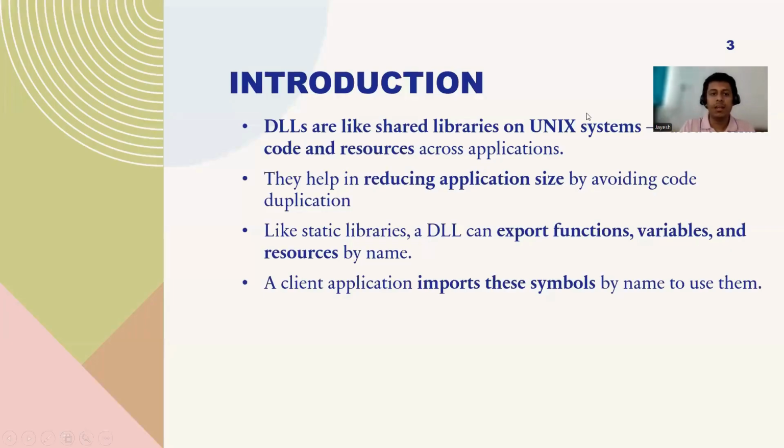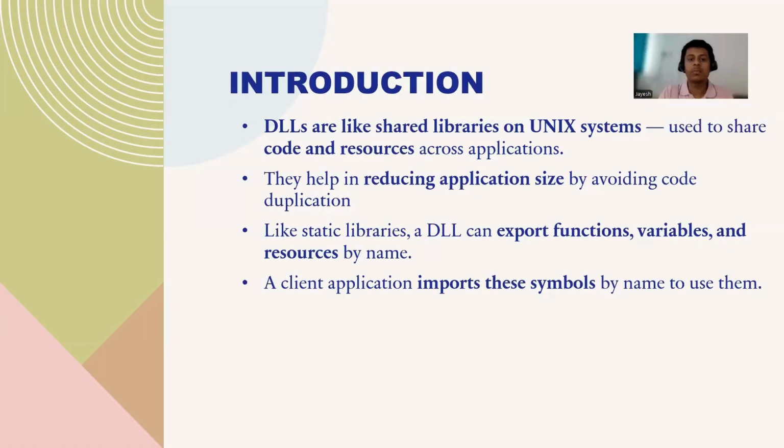Let's understand it. DLLs are like shared libraries on Unix systems. On Unix systems, they are known as shared libraries. They are used to share code and resources across different applications, and they help in reducing application size by avoiding code duplication. Let's say we have a single DLL, we can use it in a calculator application. We can also use it in a somewhat more complex calculator as another application. In that also we will require the basic functions of a calculator. So we can use a single DLL in multiple applications.